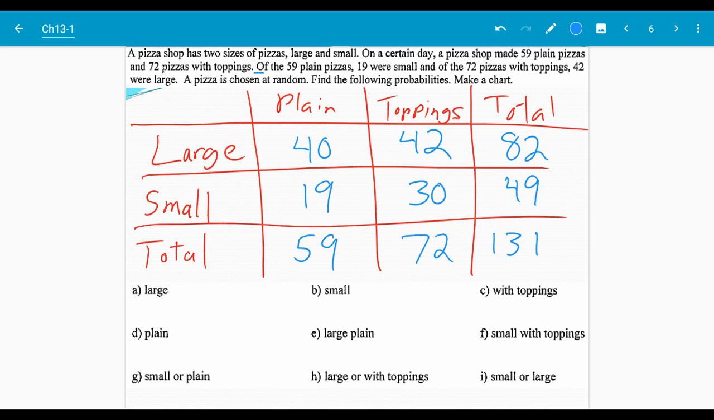Okay. Now, we can go through and answer. We're not going to do all 9 of these down here, but look at this. Probability that we randomly select a pizza, and that's a large pizza. Well, there were 82 large pizzas out of 131 total. Okay. Small, 49 out of 131. With toppings, 72 out of 131. And plain, 59 out of 131. Letter E, a large plain pizza.